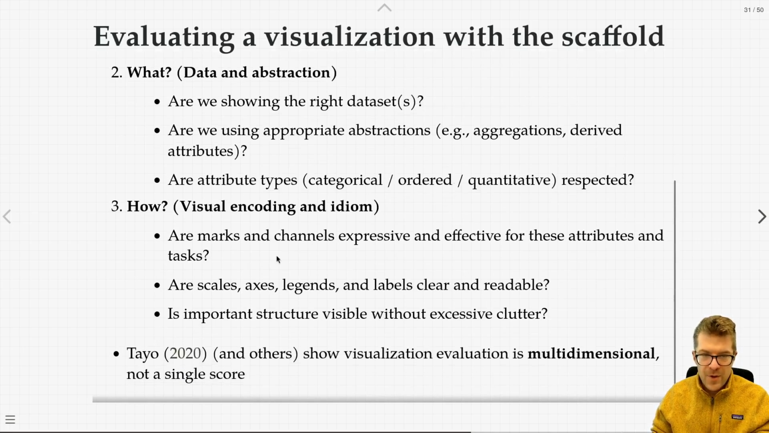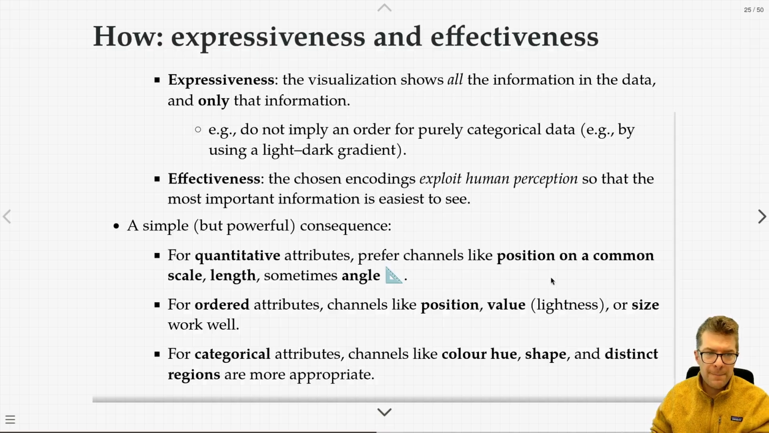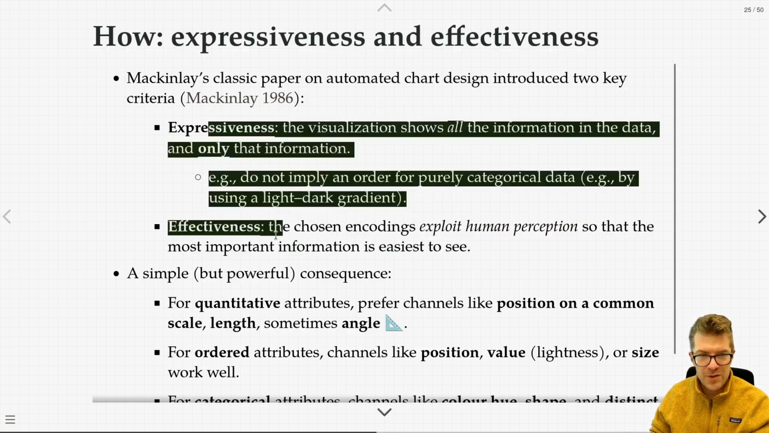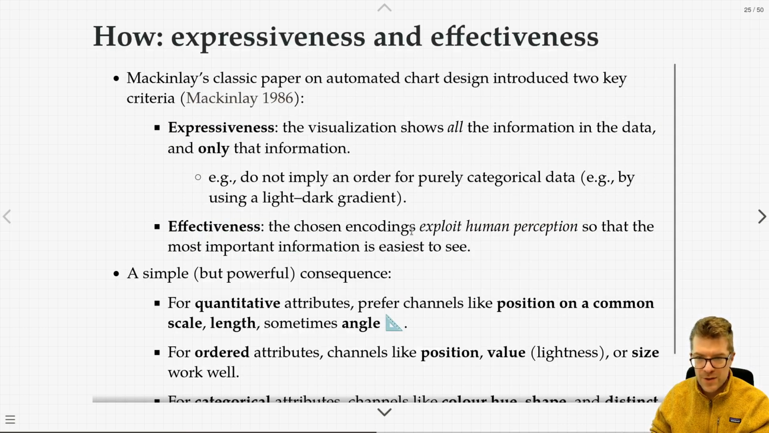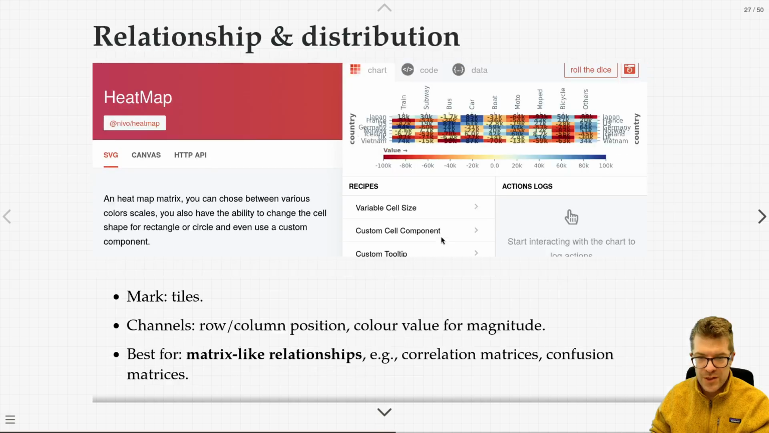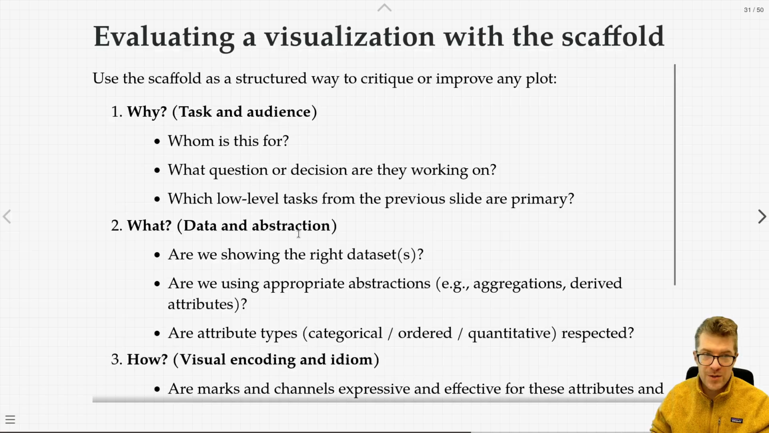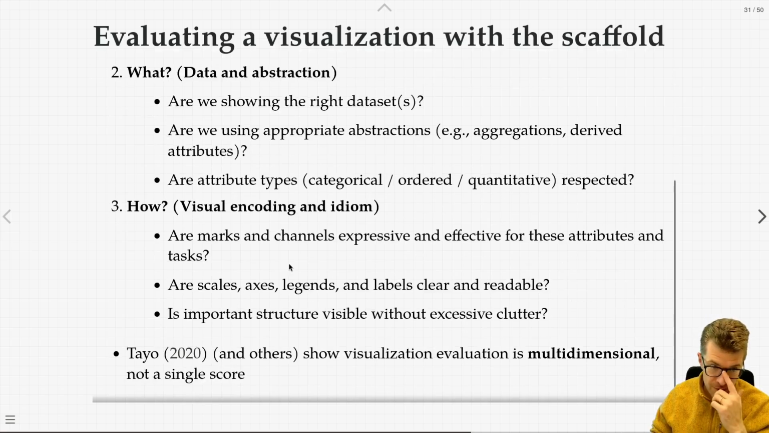And then the how. Are the marks and channels expressive, and are they effective? Back to the expressive versus effective question here from Mackinlay. This is a relatively important thing to get straight. What does expressivity mean, and what does effectiveness mean within visualization? So are the marks and channels chosen effective and expressive for these attributes, for the underlying tasks, and for the person making these decisions? Are all the scales, axes, legends, and labels clear and readable? Again, we're going to see anti-examples in the next module. And is the important structure visible without a lot of clutter?